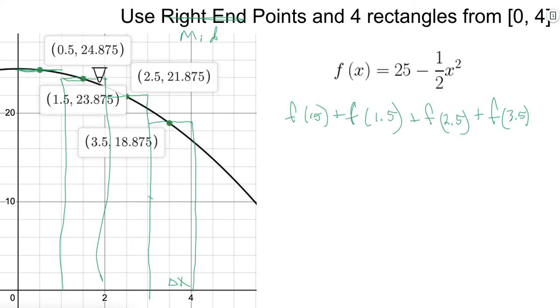So 0.5 gives us, again, 24.875 plus 23.875 plus 21.875 plus 18.875. Add all those together. Those are all the heights. Multiply by the width, and that will give us the area under the curve.